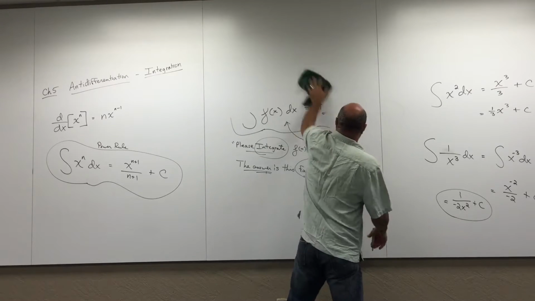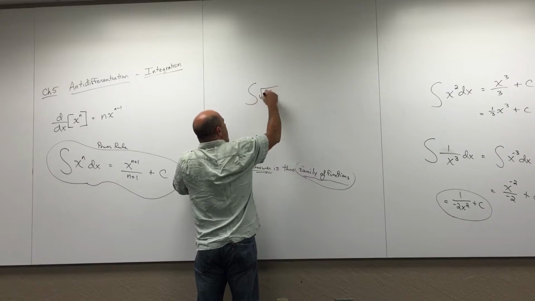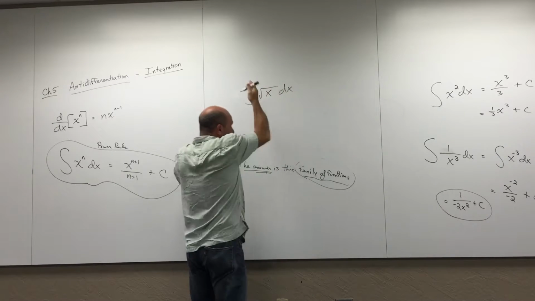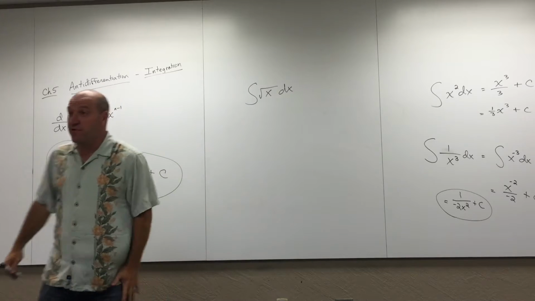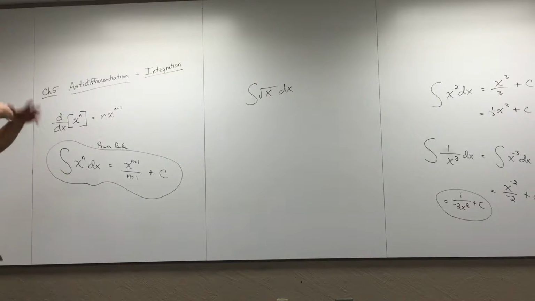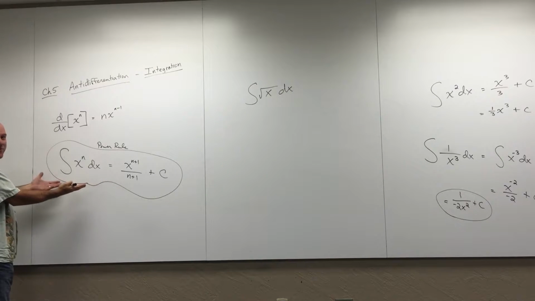What about this? Here's another one. Can you please integrate this function, the square root of x? I want the antiderivative of the square root of x. Okay, what kind of rule does it fit? Well, I only got one rule. This is the only rule you got so far. So what are you going to do?